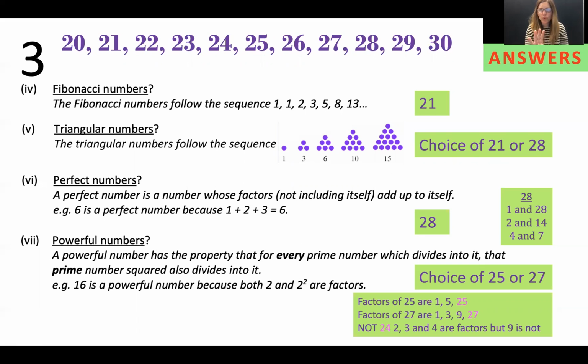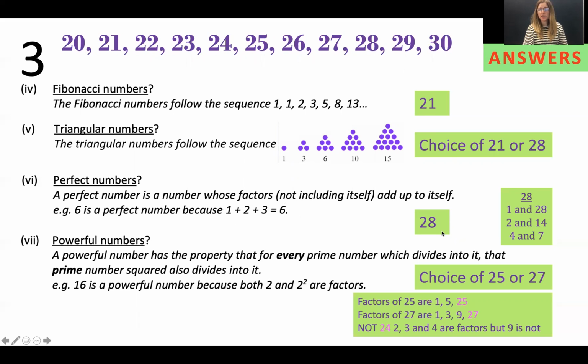Perfect numbers. There's actually only 4 perfect numbers that are less than 1 million, and I believe they've only ever found 50 perfect numbers at all. So a perfect number is when you take all the factors of a number, not including the number itself, add them together and they equal the number. So for example, number 6, factors of 6: 1 and 6, 2 and 3. Add 1, 2 and 3. That gives you an answer of 6, which was your original number. Therefore, it is perfect.